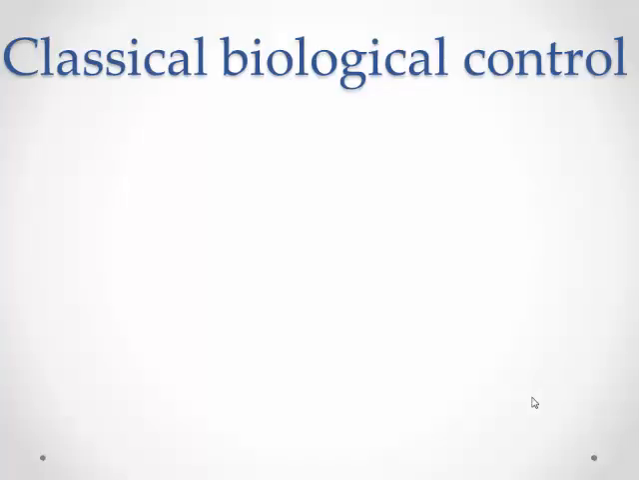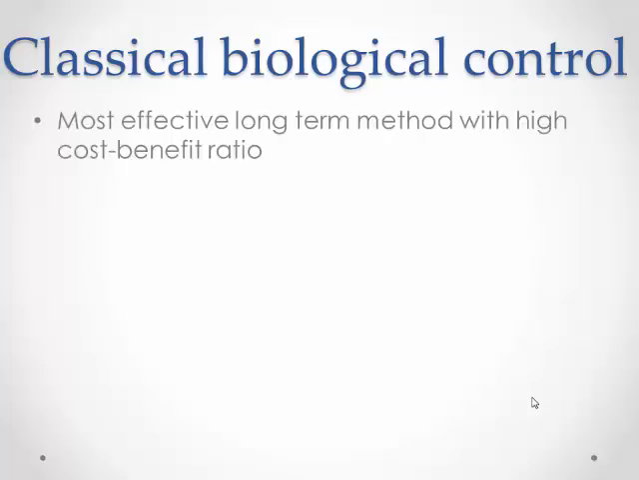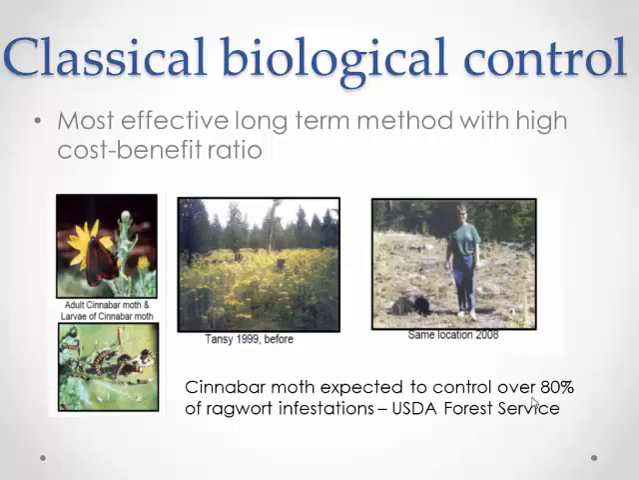So first, classical biological control involves the release of natural enemies to control an invasive pest. We all know that it's a very effective long-term method with a very high cost-to-benefit ratio and minimal use of resources. As a very brief example, tansy ragwort in the northwestern United States, an invasive species. They brought over the cinnabar moth, and the USDA now expects over 80% control in new infestations. So with very little money, we can have a long-term control program.